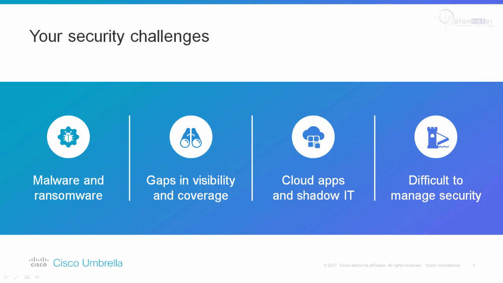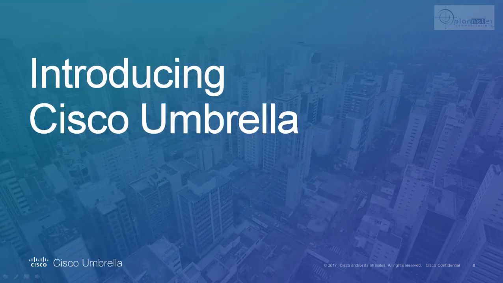Security teams spend a lot of time and effort trying to detect threats and remediate after the fact. Organizations need to stop threats before they get onto the network or your endpoints and reduce the number of infections and more easily detect devices that have already been infected for faster remediation. And this is where we introduce Cisco Umbrella.